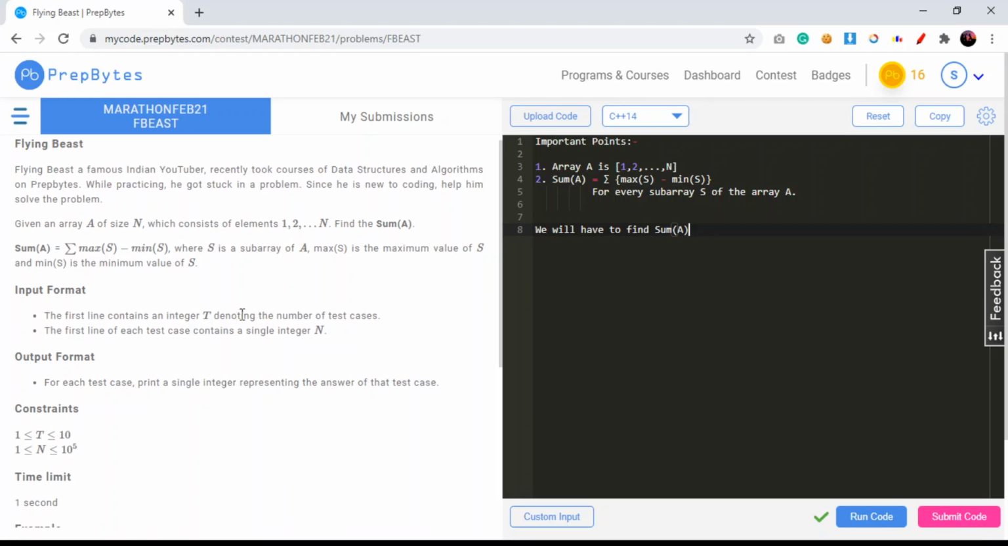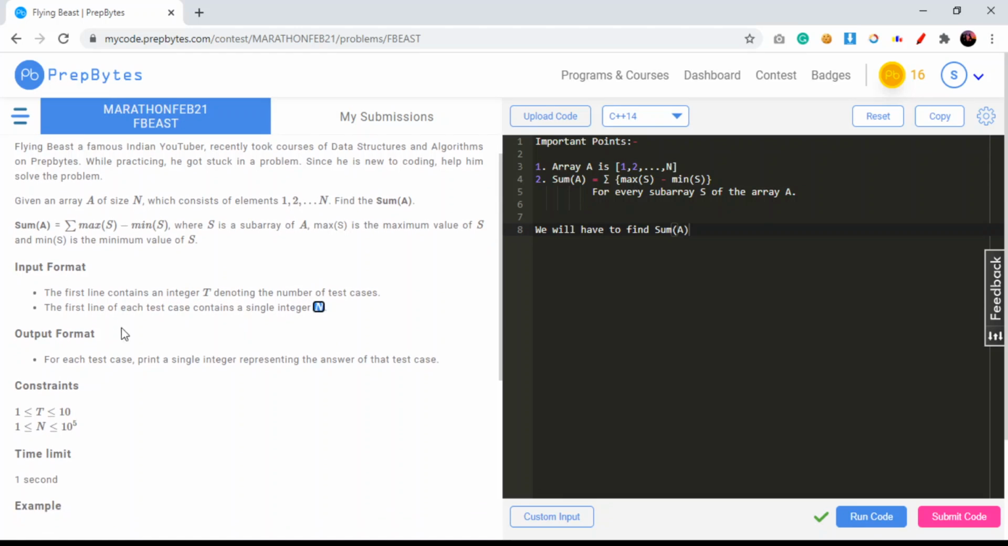Okay. The input format is like the first line contains an integer t which denotes the total number of test cases, and then the first line of each and every test case contains a single integer n, which is the size of the array and for which we will have to find sum A. Okay, output is for each test case we will have to print a single integer representing the answer for that particular test case.